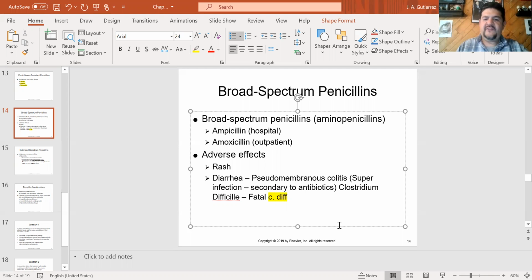So when this happens, we remove the antibiotic that is causing it, and we continue with metronidazole. That's the treatment for C. diff, metronidazole. As we move on to the other chapters of antibiotics, I'll continue talking about pseudomembranous colitis.